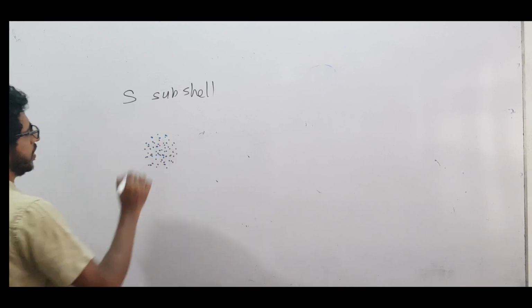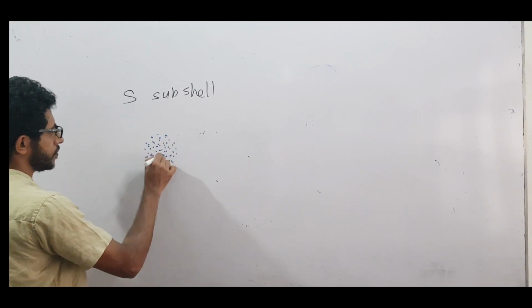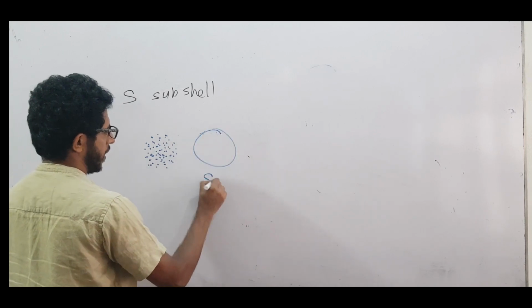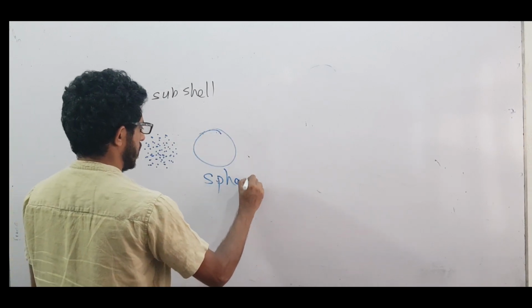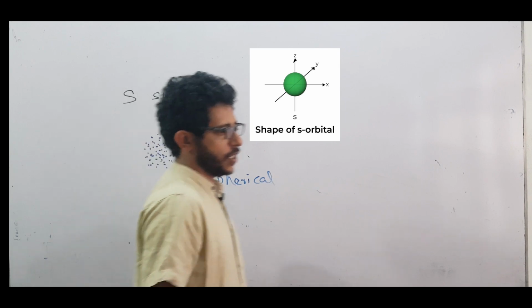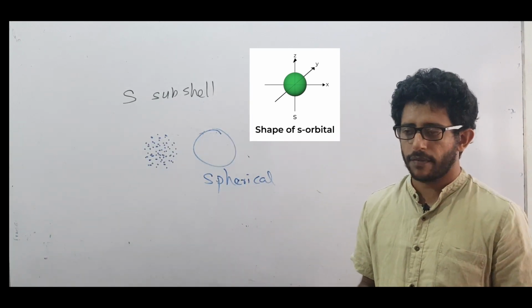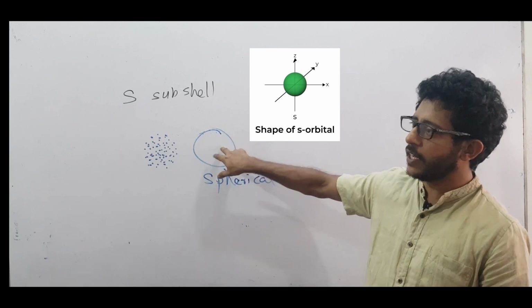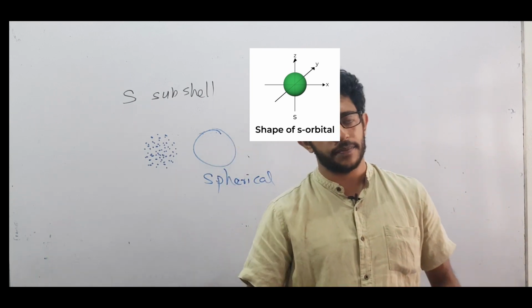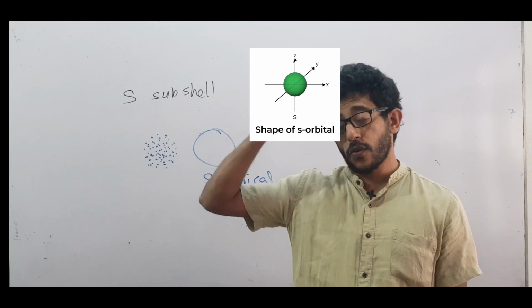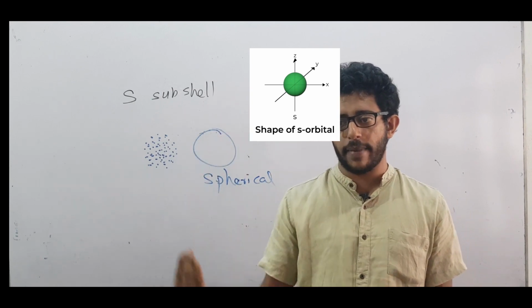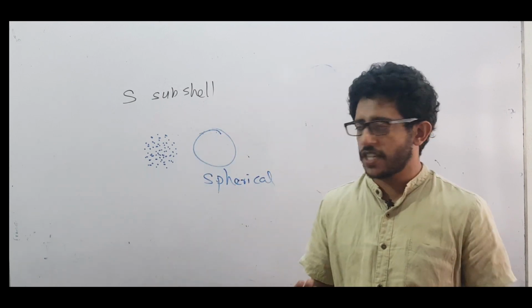This is what an S orbital looks like, a spherical shape. So we say the shape of the S orbital is spherical, right. Anywhere inside the sphere you can find an electron. So when you go down the first main energy level, second main energy level, you have S subshells in each.